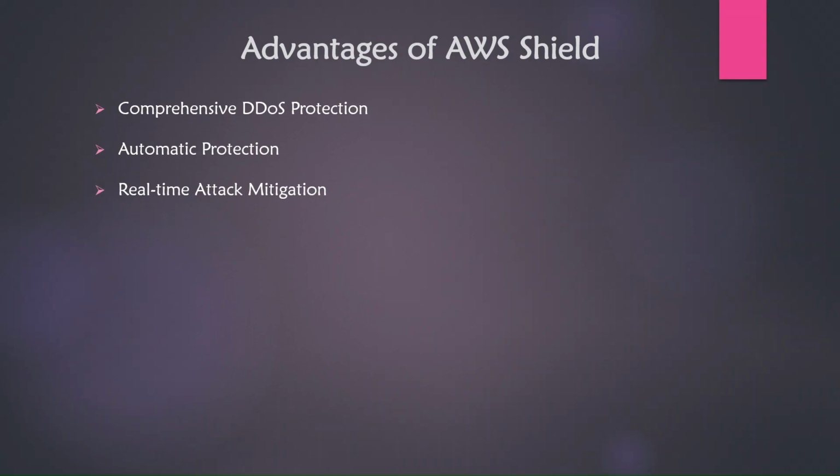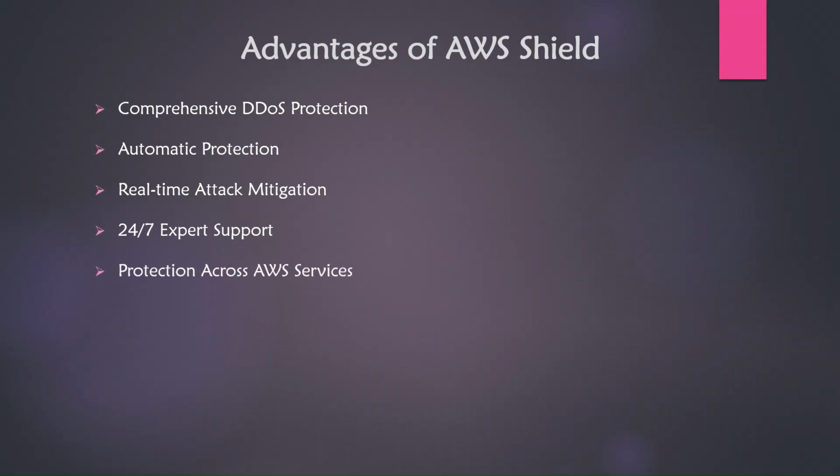Real-time attack mitigation: Shield Advanced offers real-time monitoring and attack visibility, allowing businesses to respond quickly and take necessary actions to mitigate ongoing DDoS attacks. This helps reduce potential service downtime and minimize the impact of the attack. 24/7 expert support: for customers using Shield Advanced, AWS provides access to a 24/7 response team. This team of experts assists with identifying, analyzing, and mitigating complex attacks, ensuring that you have professional support when you need it the most.